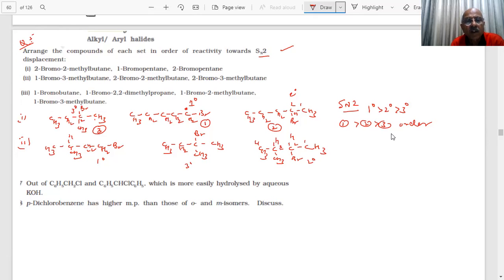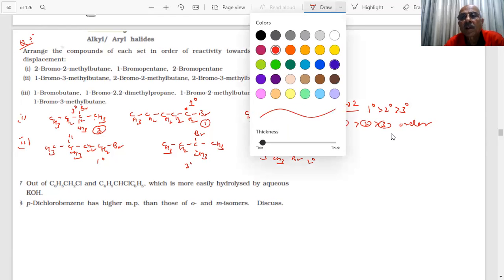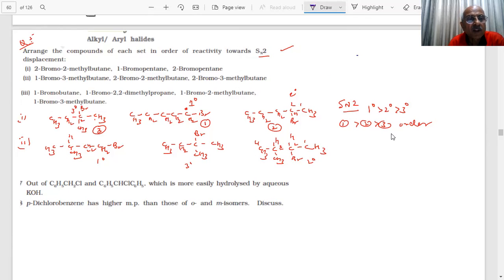Okay, then what is the order? Primary will be the greatest, so the first one will be the greatest. This is at position one, then number two and number three: more than two, more than three, students. An important question always comes on SN2 reactivities. You should know that for SN2, 1 degree is more than 2 degree, and for SN1 you already know the order is 1 degree less than 2 degree.